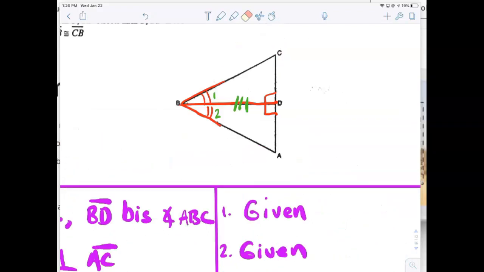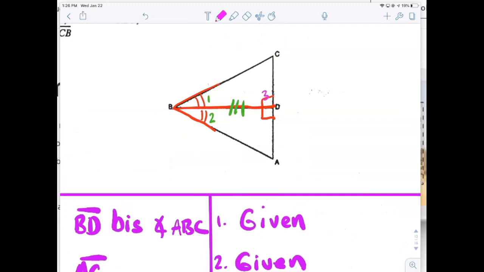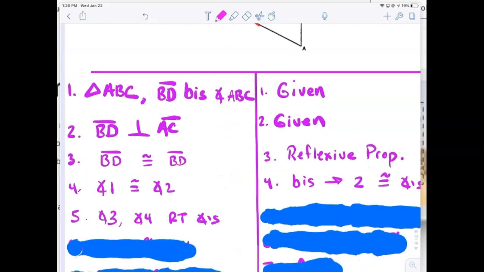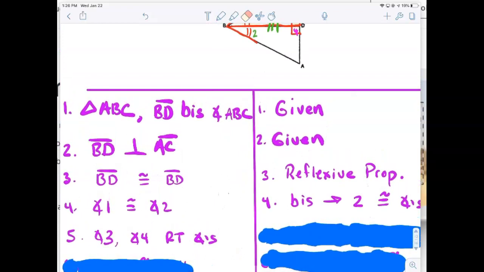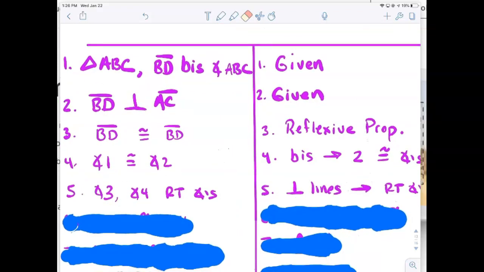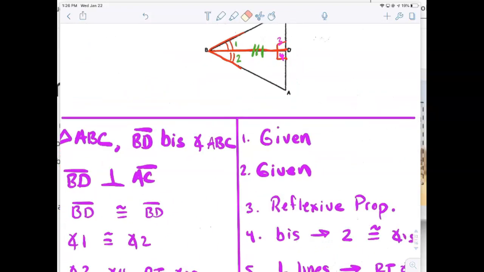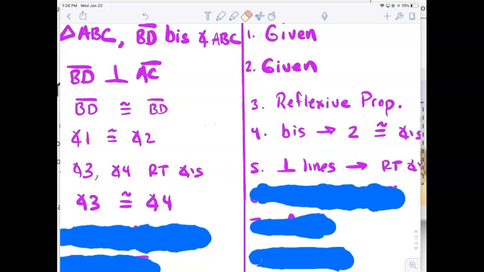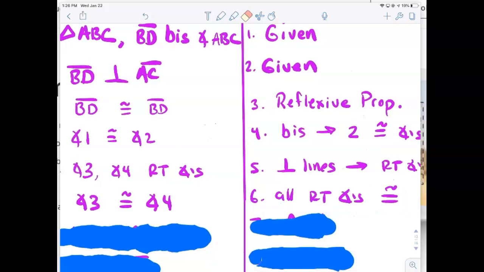Next, angle 3 and 4, which I'm going to call these guys right here, 3 and 4 are both right angles. Why are they right angles? Because perpendicular lines imply right angles. They lead to two right angles. I never said that 3 and 4 were equal to each other yet, so I'll say it now. So 3 and 4 are equal to each other because all right angles are equal to each other.